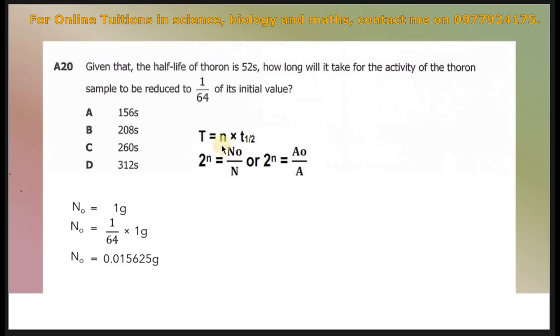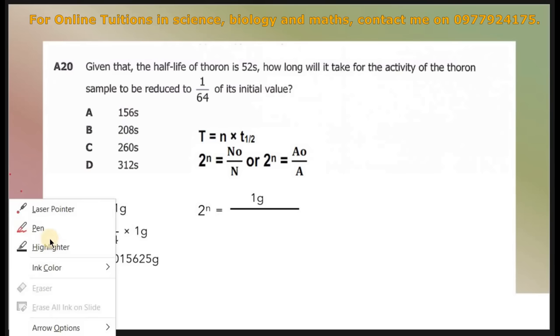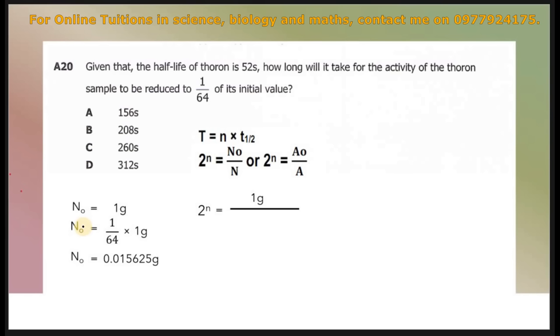Now, we choose this formula as the one we are going to use, where we say original amount, this one is 1 gram, over the final amount. So here, forget it, I made an error because I just copied this one here without rubbing this one. So this one doesn't move with it. This is just N like this one here. So this is N.